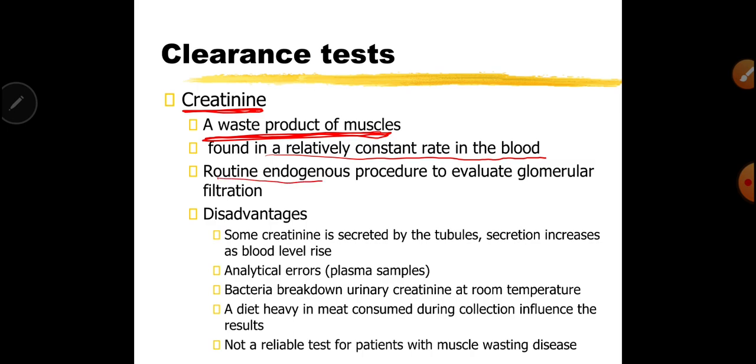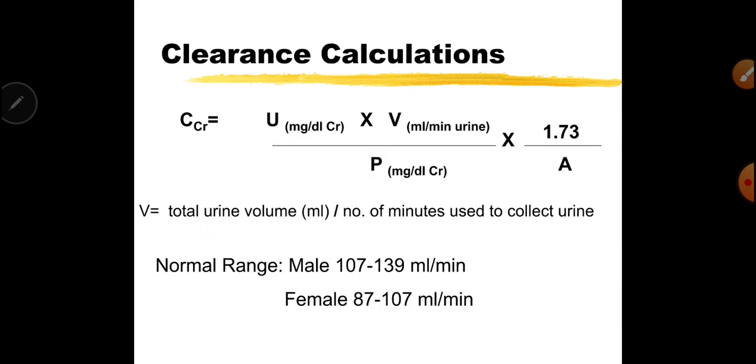The routine endogenous procedure to evaluate the glomerular filtration is the current method for evaluation, using the creatinine in urine. It has some disadvantages. You can read about them in the book, but those disadvantages will not prevent us from using it as a routine test for the evaluation of glomerular filtration. Even with these disadvantages, we have many advantages for the measurement of creatinine as an effective test for the evaluation of clearance of the kidney.